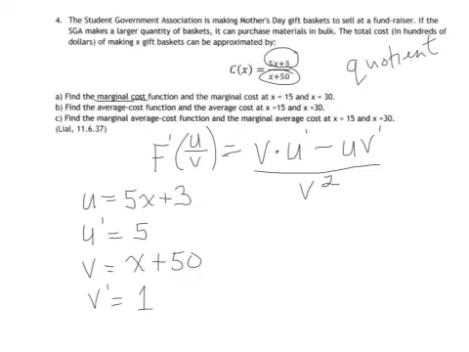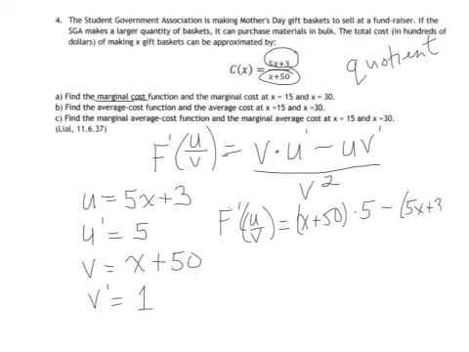So if we substitute the u, u prime, v, and v prime values that we found into this quotient rule, let's see what we've got. So v is x plus 50 times u prime, which is 5, minus u, which is 5x plus 3, times v prime, which is 1. And we're going to put all of that over v squared. Okay, so x plus 50, and squaring all that.